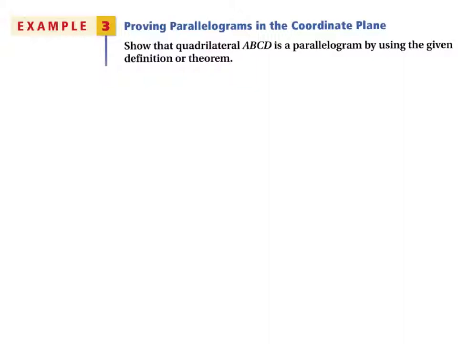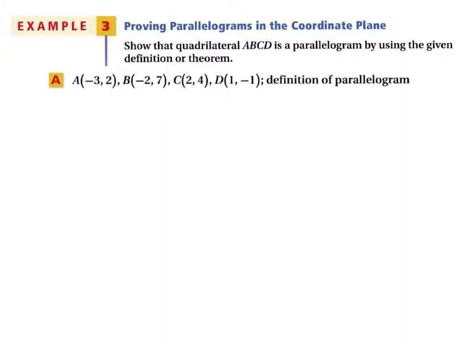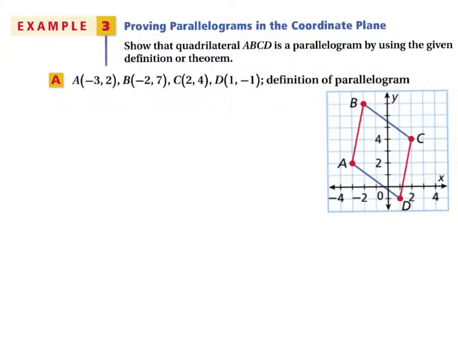So in example 3, you're going to show that quadrilateral ABCD is a parallelogram by using the given definition or theorem. You are given these 4 points, and you are supposed to prove that this is a parallelogram based on the definition of a parallelogram. So, the first thing we have to do is graph it. So here's our graph.